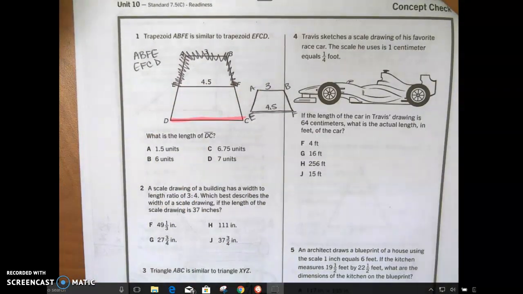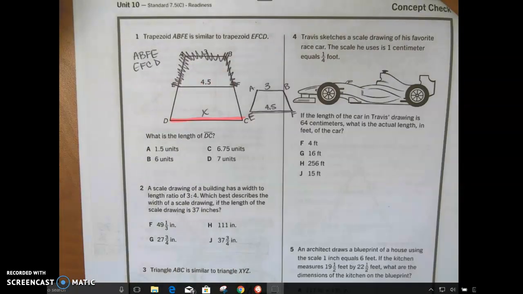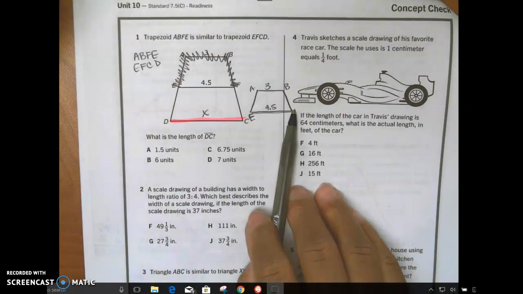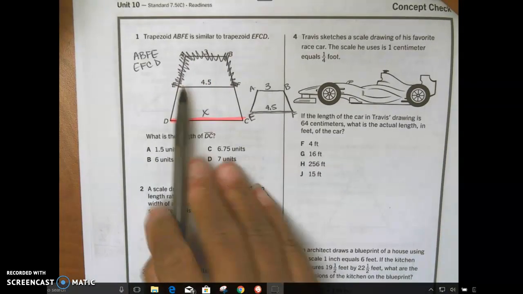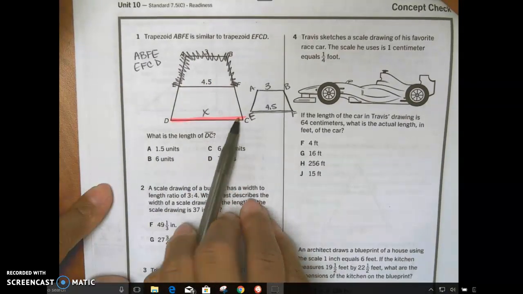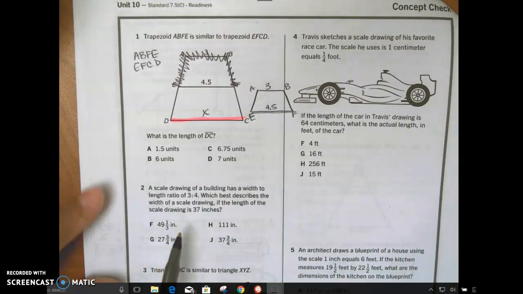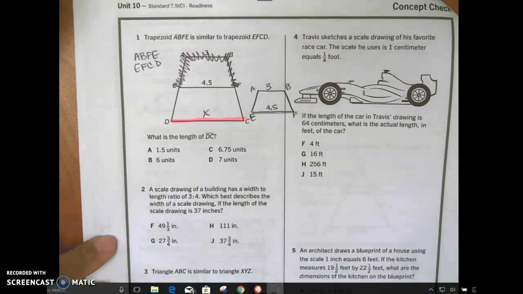X 4.5. It's going to be X. No, EF is 4.5. I've got to find... Nope, they're not the same. Look, because then it would be the same as this, and this would be a rectangle. This isn't a rectangle. So what do I have to do? What have I been doing? Making a proportion.